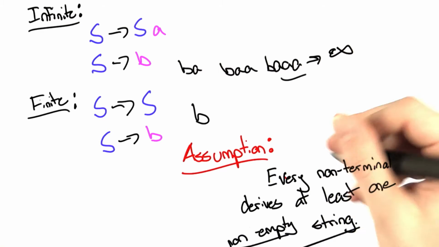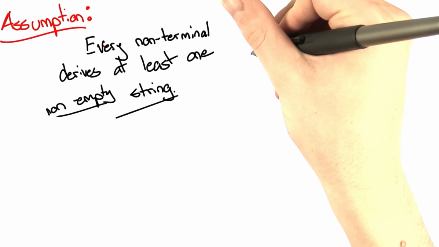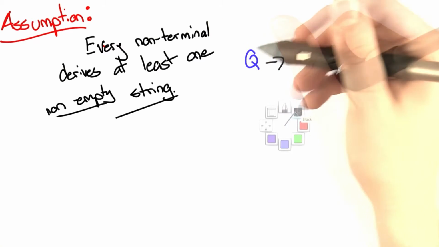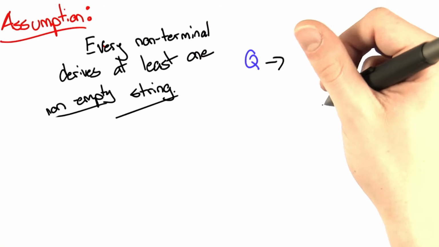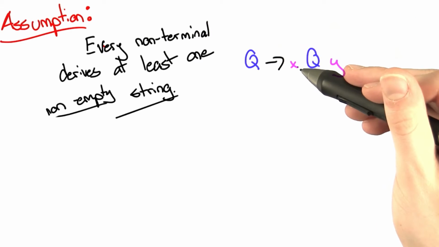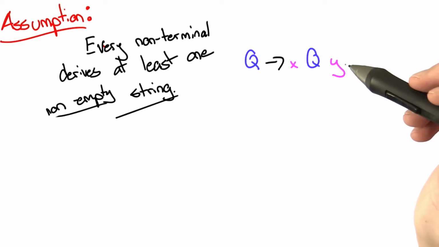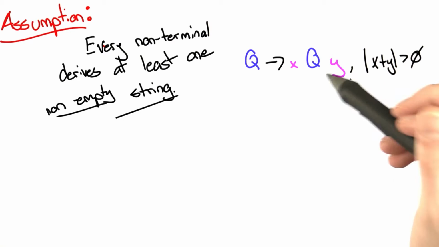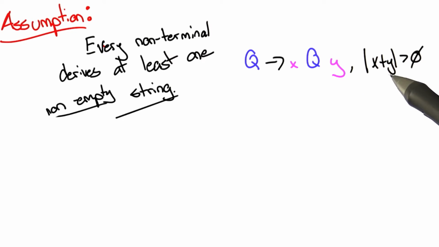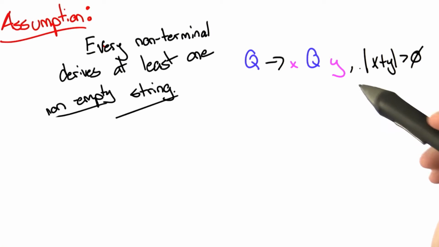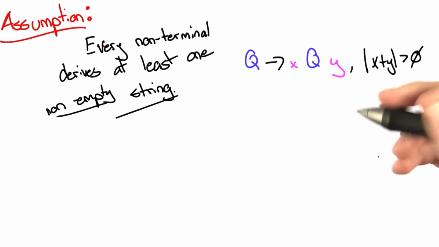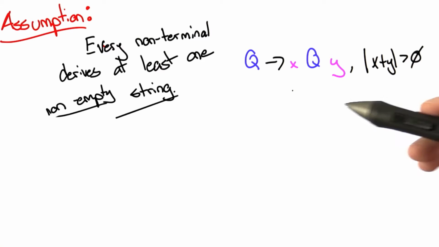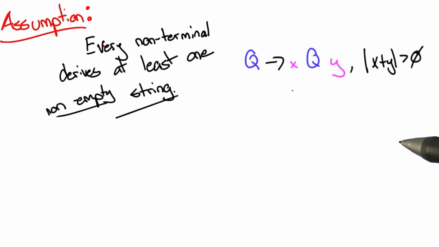The way we're going to approach this problem is that we're going to try to see if we can rewrite Q, where Q is any non-terminal in our grammar, in the form of some terminal X, Q again, and some terminal Y, where either X or Y is non-empty. That is, the length of X and Y together is greater than 0. They both can't be empty, because that's not a very helpful rule. If Q goes to Q, it's not going to make us any progress.